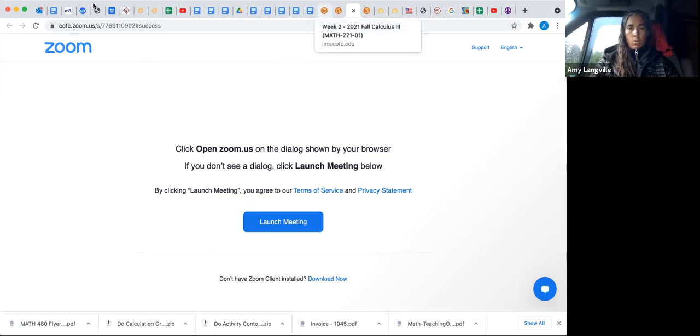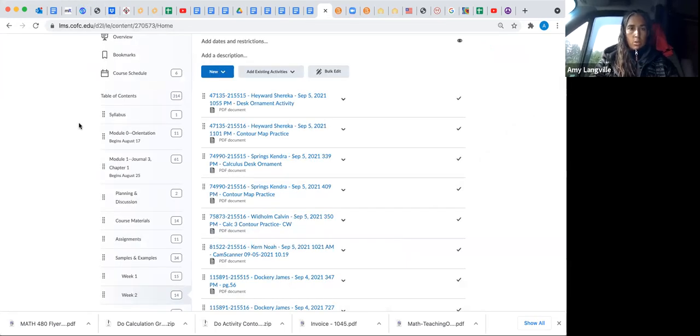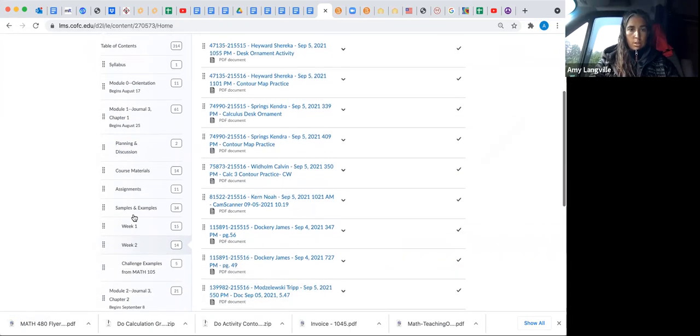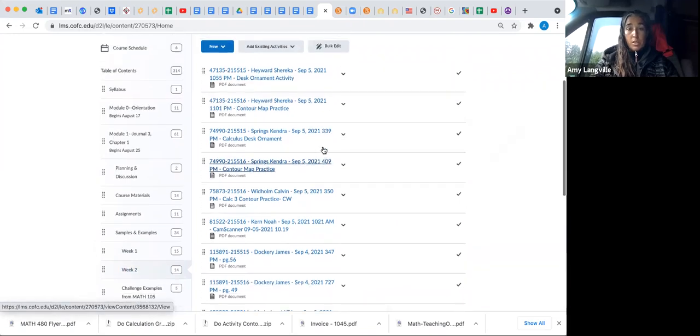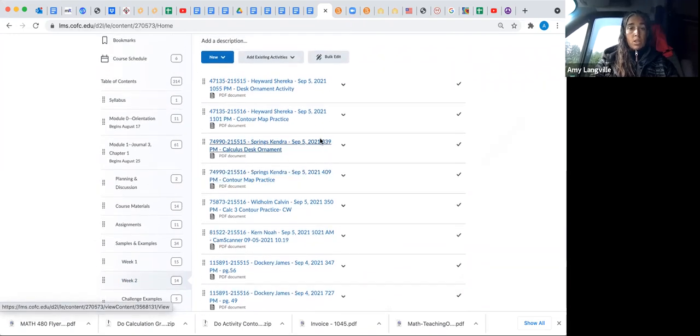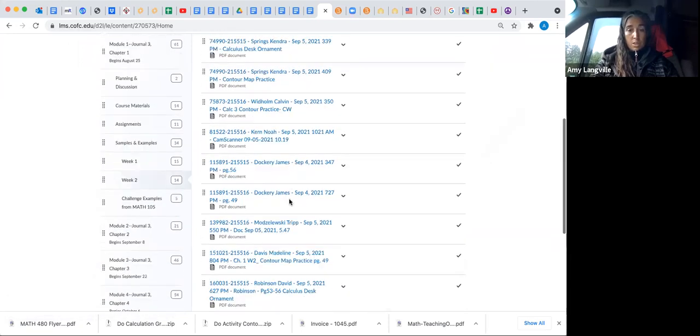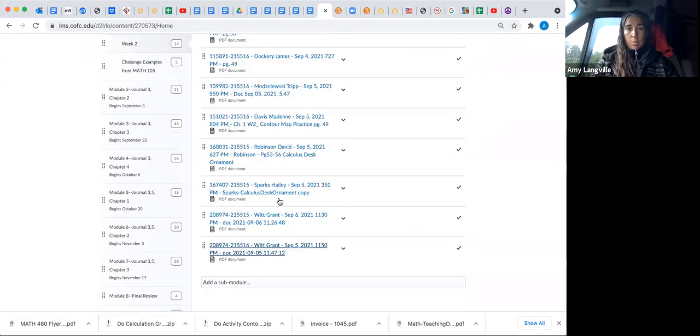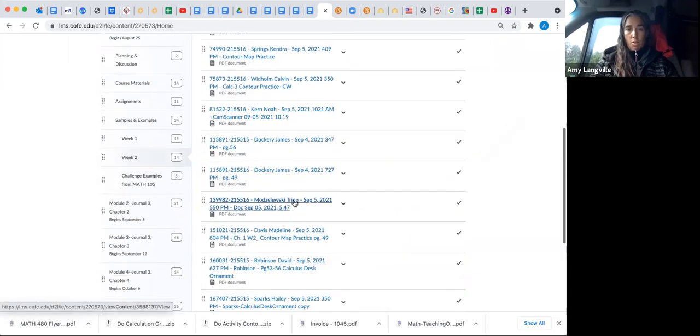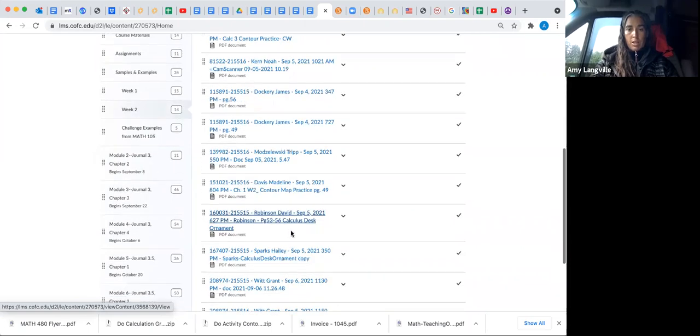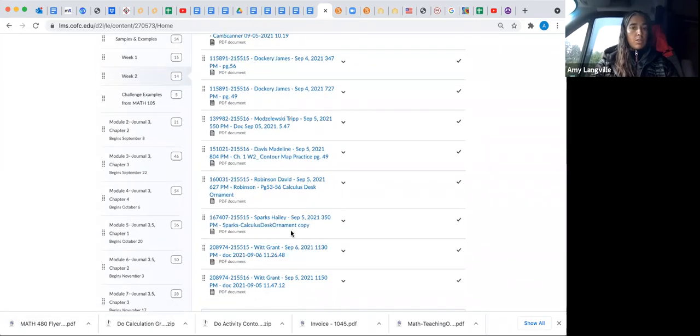So we are in your class, table of contents, module 1, samples and examples. And so we're at week 2. I dumped a bunch in here. You'll see sometimes I put Sharika's in here twice, for both her activities and her calculations. Same with Kendra, James, and Grant. And then I put some other folks, Calvin, Noah, Trip, Madeline, David, and Haley. They're desk ornament activities, I believe.